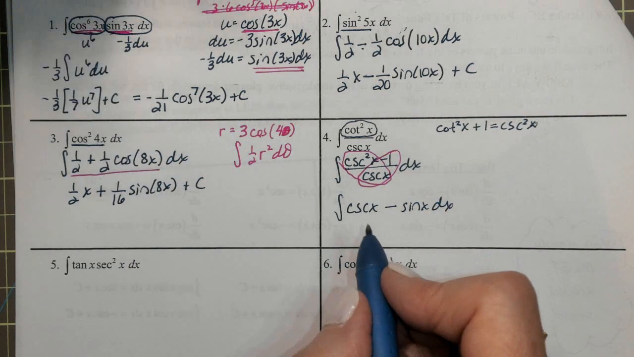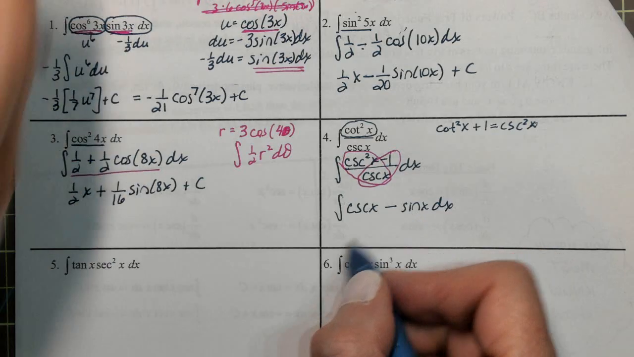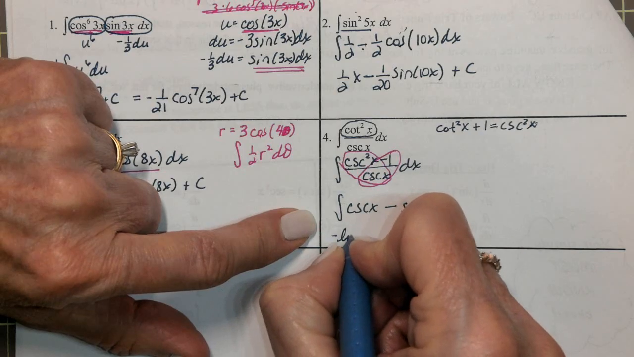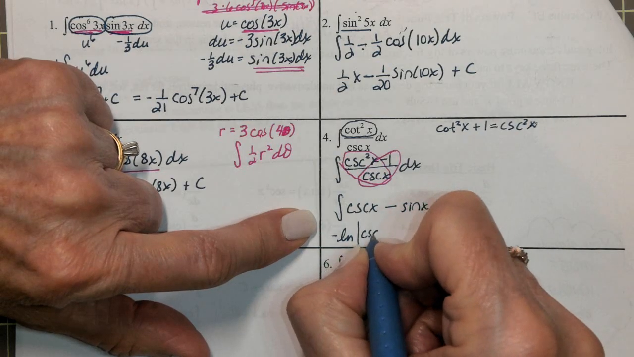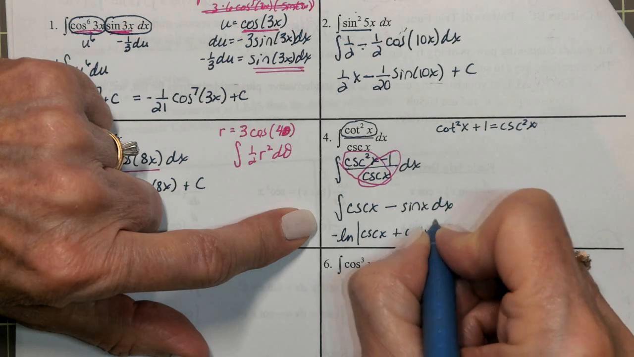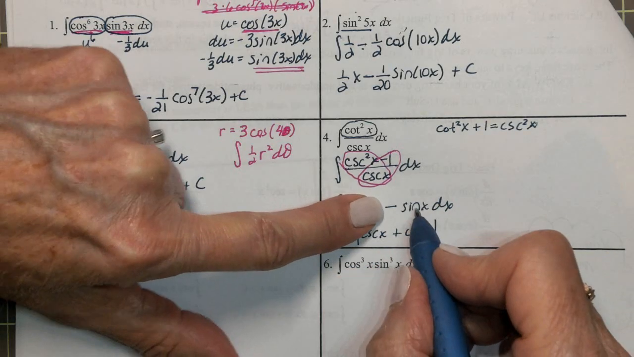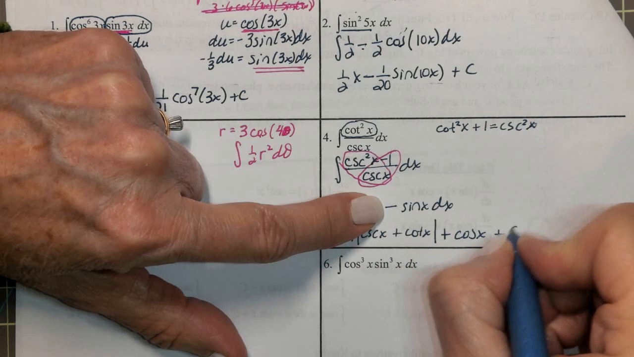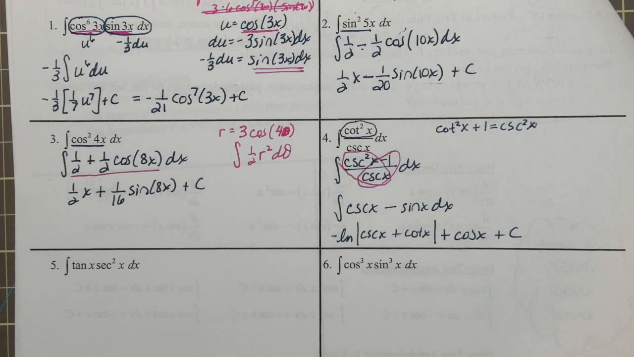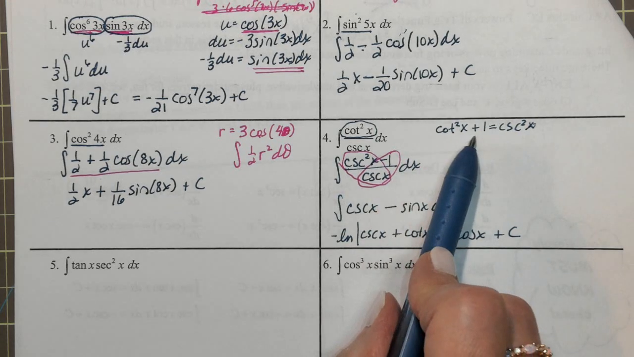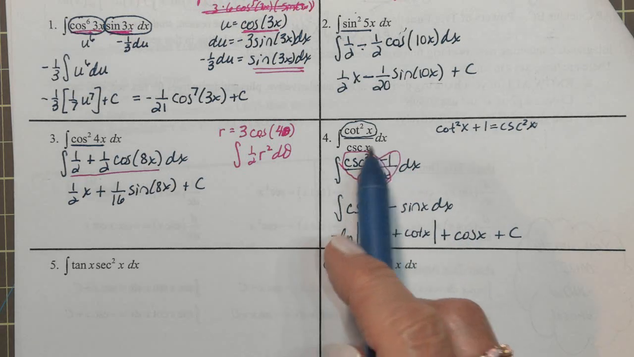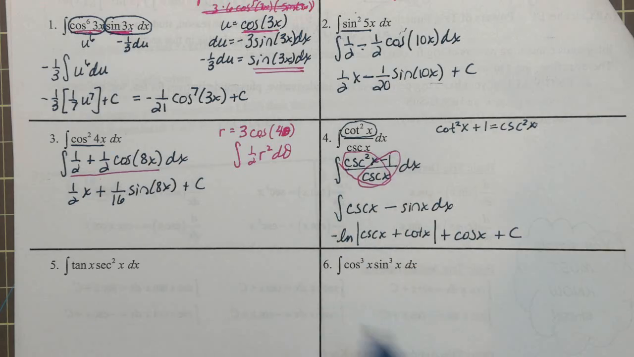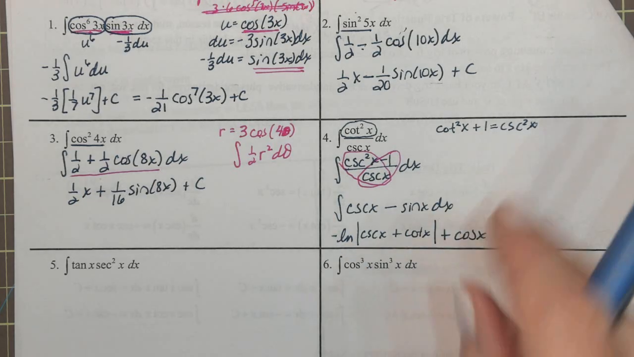And as soon as you get a single trig function, we need to know those antiderivatives. The antiderivative of cosecant is negative ln absolute value cosecant x plus cotangent x. The antiderivative of sine, change the sign, and it's cosine. So that worked out very nicely using this Pythagorean identity. It would have also worked if we had changed it to sines and cosines, and we would have ended up using that Pythagorean identity, probably, I'm guessing.